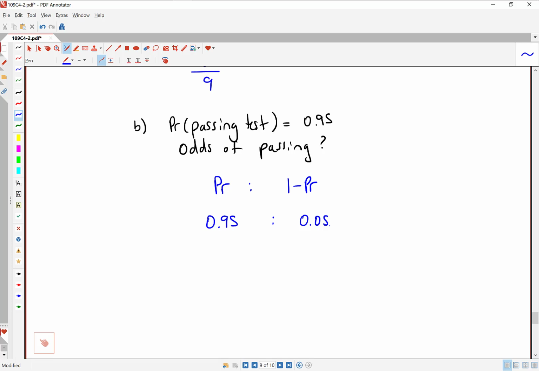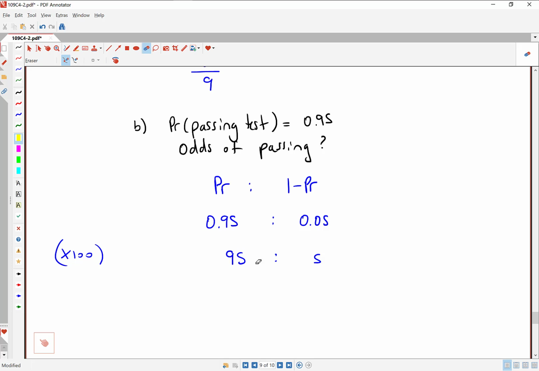Okay, now this looks a bit weird just because we have decimals in here. So when you're taking a ratio of 2 things, you're always free to multiply both numbers by anything you like. In this case, we could multiply by 100 just to clear the decimals. As long as you multiply both numbers, you're fine. So this is like saying there are 95 situations in which you pass the test, but 5 situations in which you fail the test. And the odds are about talking how many ways can the thing happen versus how many ways can the thing not happen.